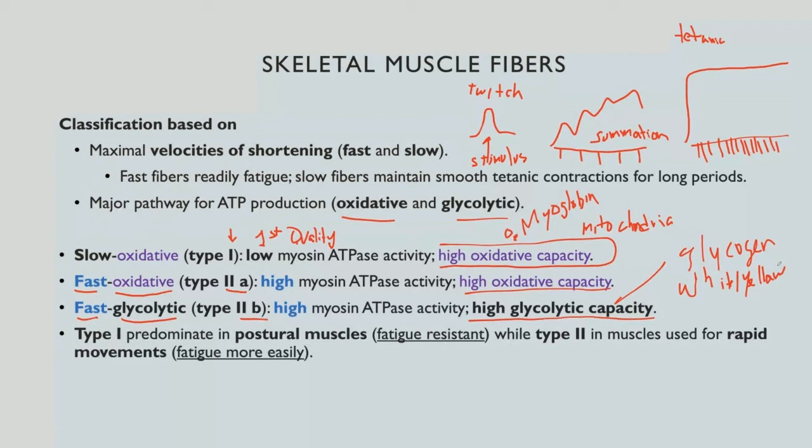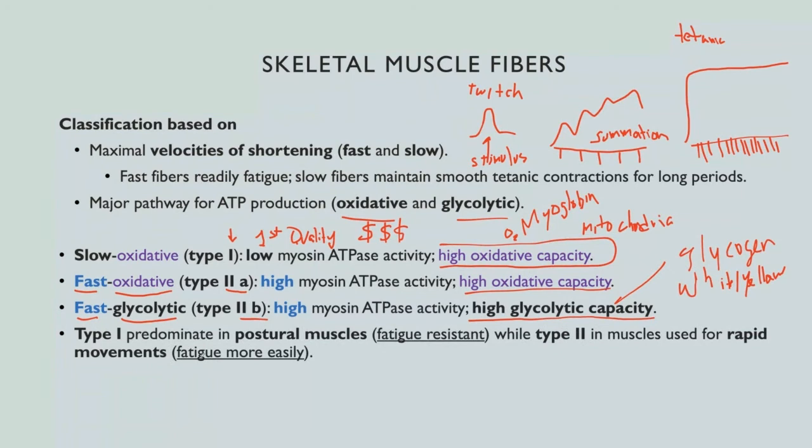And think in the price. First quality meat is very expensive. You go to a restaurant, don't even ask for this. You have to ask for a loan. But if you eat the regular mixture of fibers, it's not going to be too expensive. The type 1 predominating the postural muscles, very resistant to fatigue, while the type 2 are used for rapid movements. They fatigue more easily.